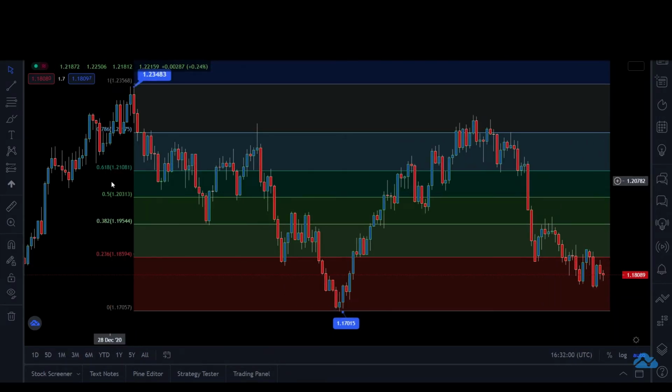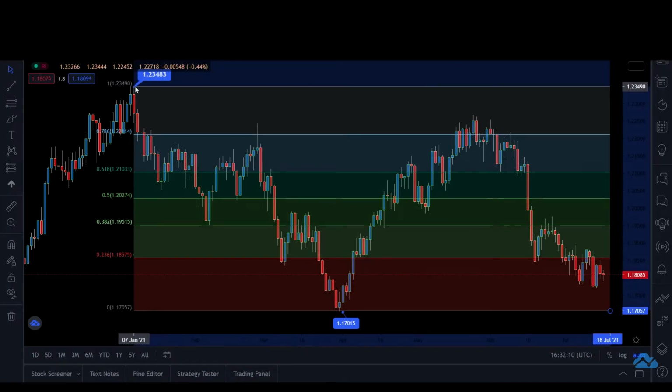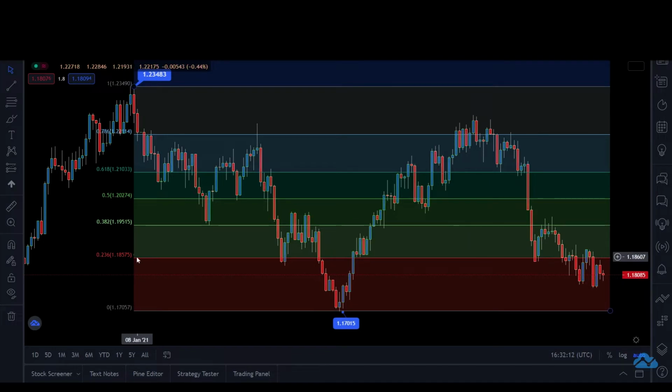Well, basically, these are the levels. It starts at 1 and it goes to 100, which is the entire move. So anywhere from 1 to 100 is basically the full move. And there's different levels. There's a 23% level, there's a 38% level, there's a 50% level, a 61% level, and a 78% level. In my opinion, the 50% level is the most important.